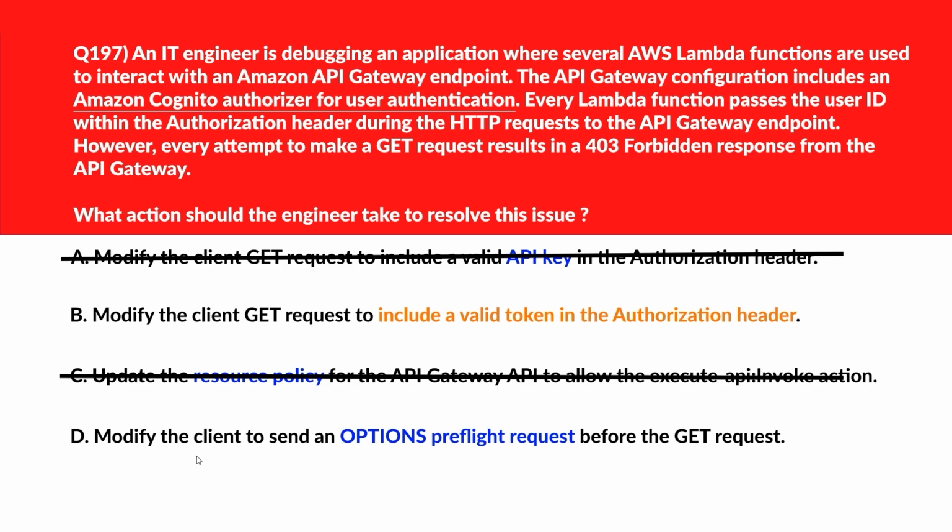D says modify the client to send an OPTIONS pre-flight request before the GET request. OPTIONS pre-flight requests are part of cross-origin resource sharing workflows, which is unrelated to Cognito authentication errors. So this is just a distractor. Let's reject it and we'll lock option B as the right answer.